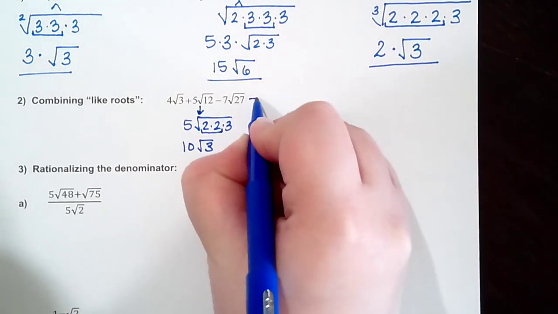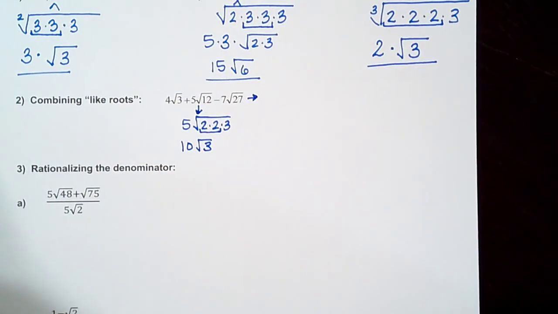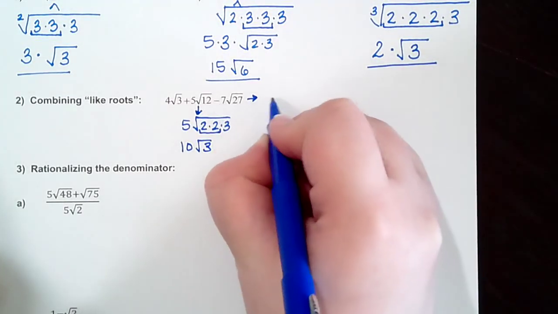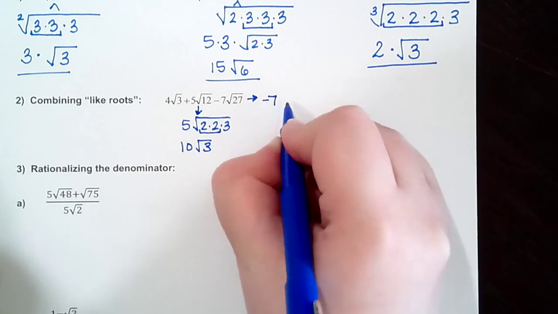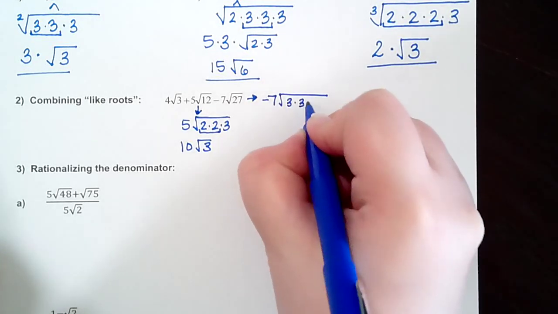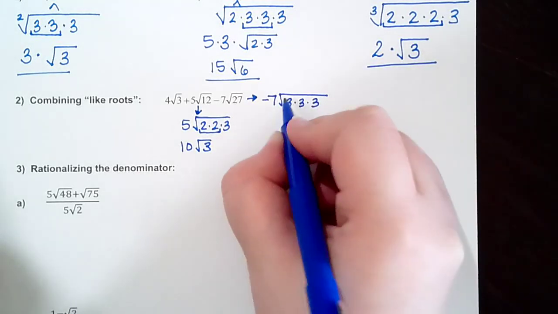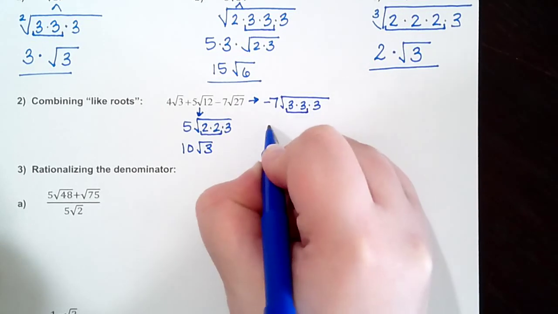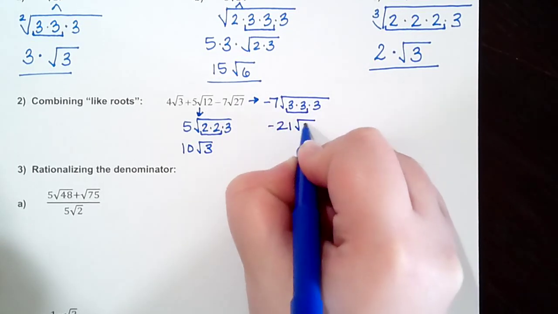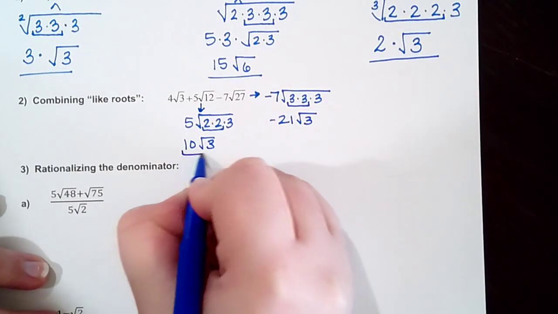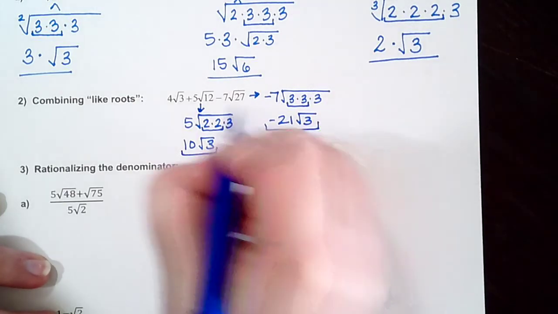However, because I'm not completely finished, I want to be able to simplify this one as well. It's the same thing as negative 7 times the square root of 3 times 3 times 3. Of course, the 3 can come out, so pair there. That would be negative 21 root 3. So now I can rewrite this problem using things that look more similar.